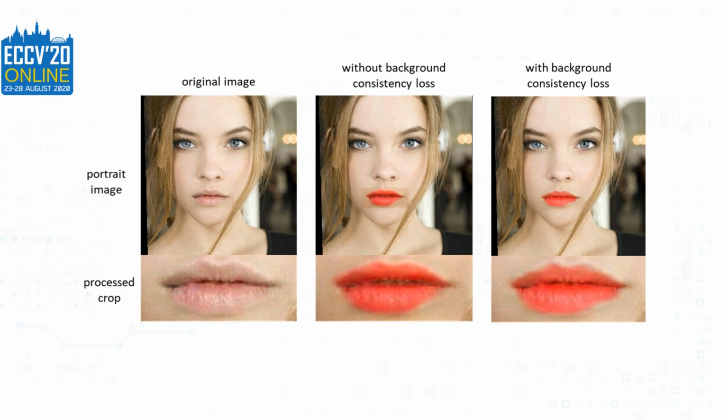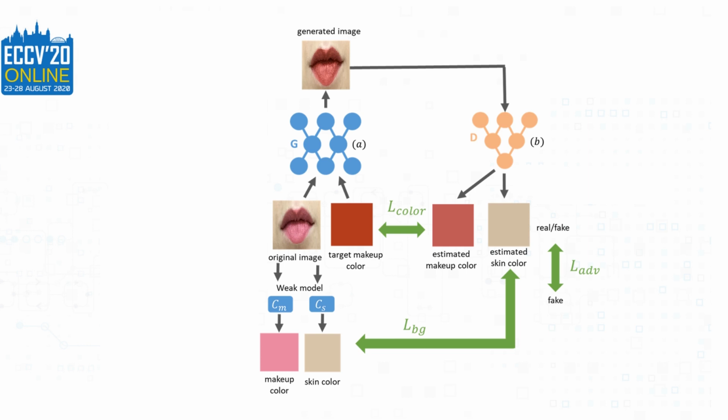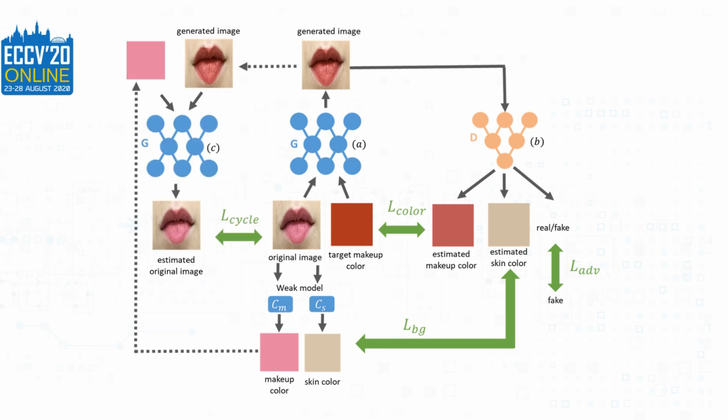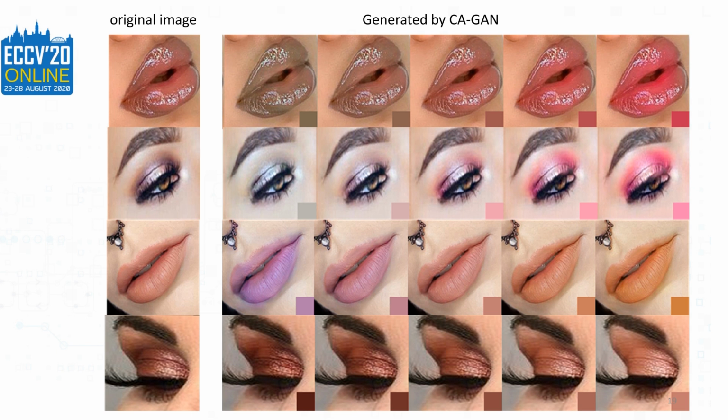However, since we are training on crop images, we need to ensure that the background skin color stays consistent with the portrait image. Such changes might not be penalized by the discriminator since they can remain realistic at the crop level. Thus, we introduce a background consistency loss by training the discriminator to estimate skin color in the generated image. Finally, as we are training on unpaired images, we use a cycle consistency loss that ensures that the source image attributes remain perceptually unchanged. As illustrated in these examples, the CA-GAN model learns to realistically change the color of the makeup in eyes and lips images.